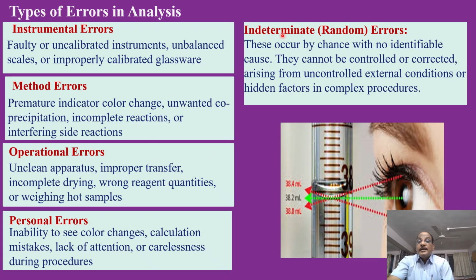Another error is indeterminate or random error. This occurs by chance with no definable cause. They cannot be controlled or corrected, arising from uncontrolled external conditions or hidden factors in a complex procedure. That is, if the procedure is very complex and involves several steps, sometimes we can't control the conditions that may be essential from the experimental point of view. So this is that type of error, that is indeterminate. In Marathi we call it anishchit; this type of error is of that nature.